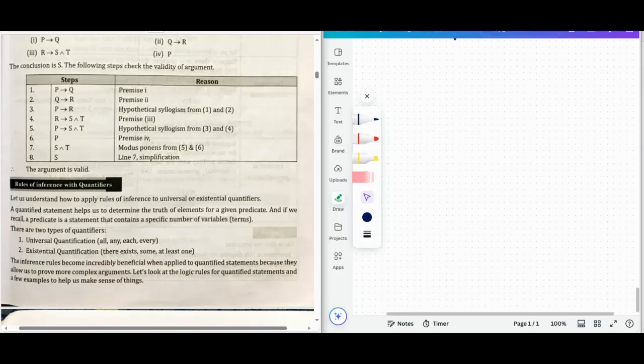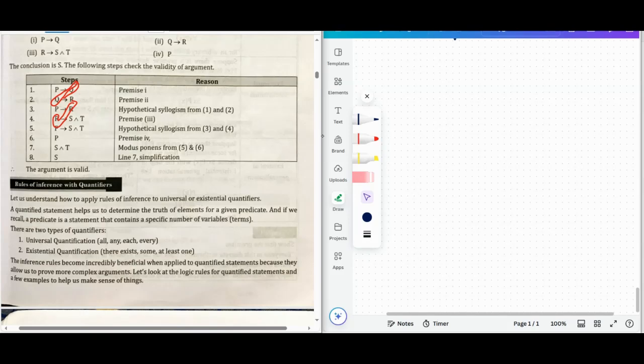So it is given. P implies Q, this is premise 1. Then the second premise is Q implies R. That is your second premise. Okay. Then by using the hypothetical law, since Q is repeating, we will ignore that and write P implies R. That is hypothetical syllogism of 1 and 2. Then the next statement is R implies S and T. Then again, we can see in the second and third R is repeating, so we can write P implies S and T, that is hypothetical syllogism for third and fourth.